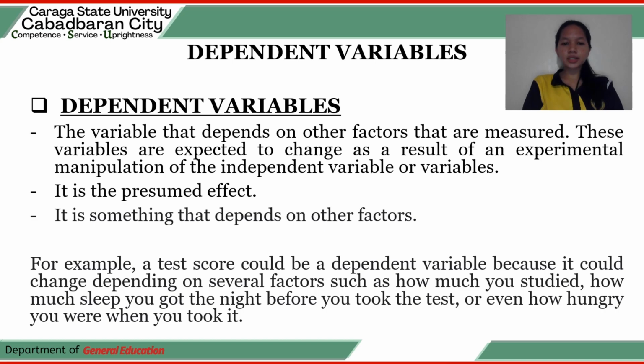For further understanding, we have an example here. A test score could be a dependent variable because it could change based on several factors such as how much you studied, how much sleep you got the night before you took the test, or even how hungry you were when you took it. So our dependent here is the test score, and our independent is how much you studied.